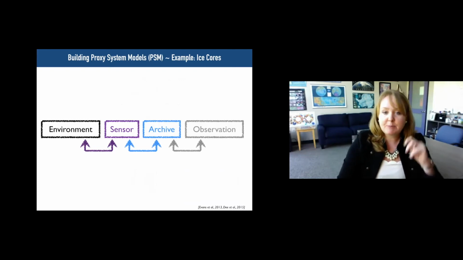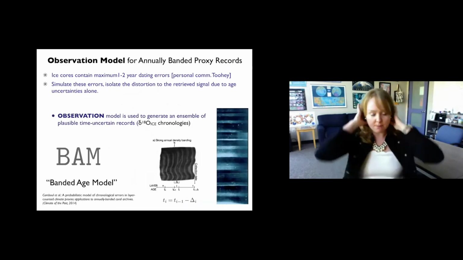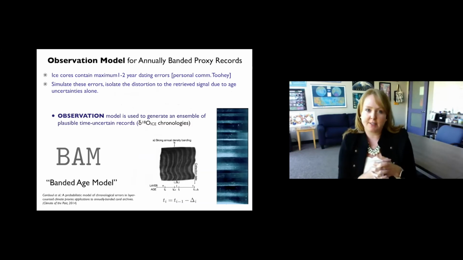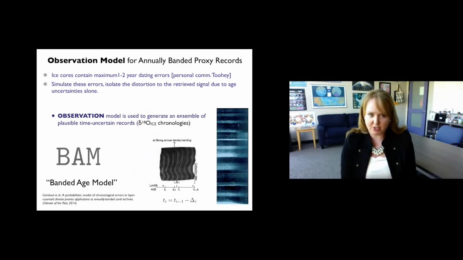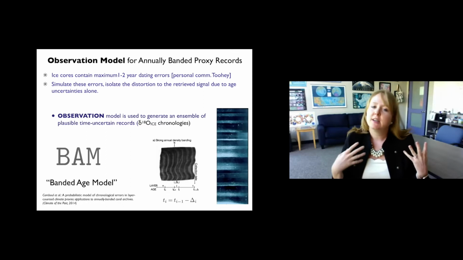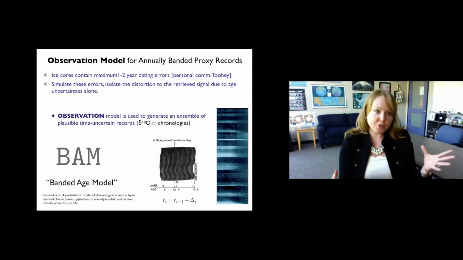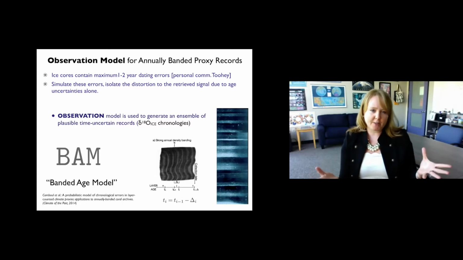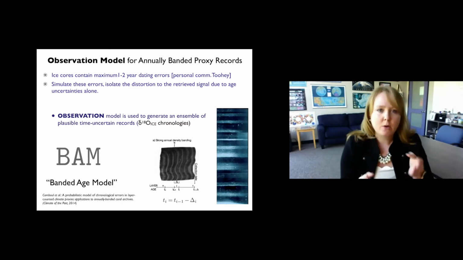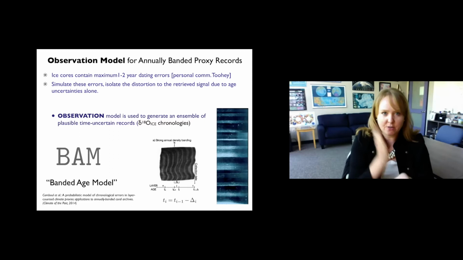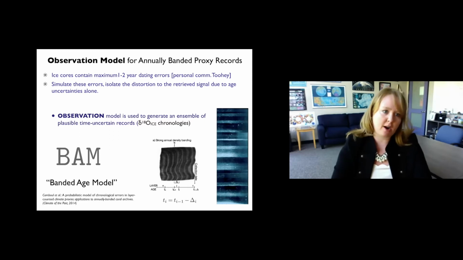I wanted to specifically describe this observation piece. There have been many, many attempts in the literature. There's lots of literature out there on different ways to handle age uncertainties for tie point chronologies. So there's Bchron and Bacon and Clam. There's no shortage. And there's also a number of models that have been published like BAM, which are specifically for annually dated or layer counted proxies.